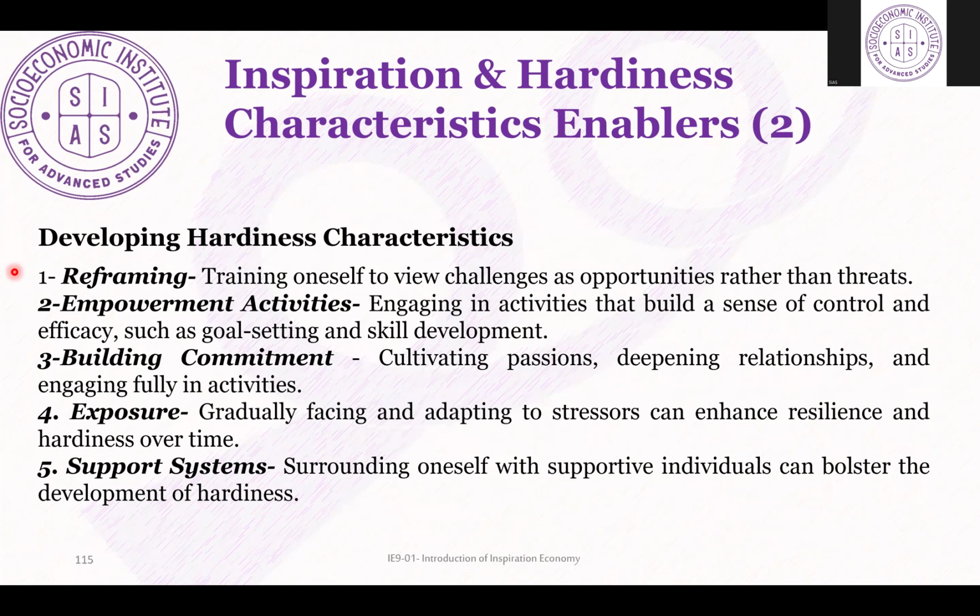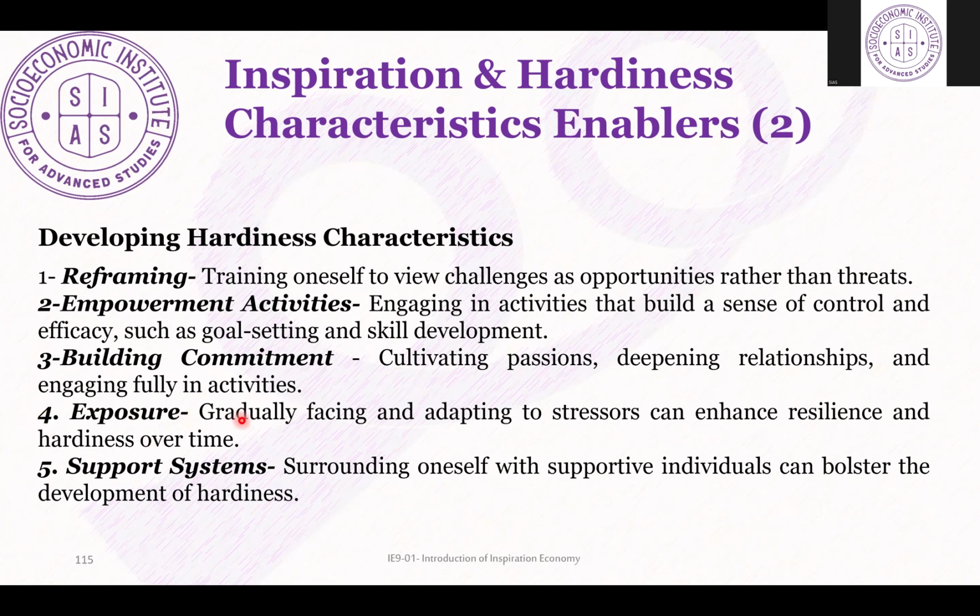In order to develop hardiness characteristics, we have five stages. First of all, we need to train ourselves to view challenges as opportunities rather than threats. This stage we call reframing. Then we need to engage in activities that build a sense of control and efficacy through goal setting and skill development. This stage is called empowerment activities. Then we need to build commitment through cultivating passion, deepening relationships, and engaging fully in activities.